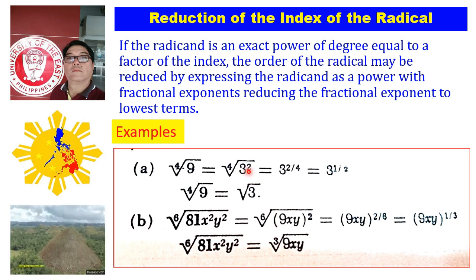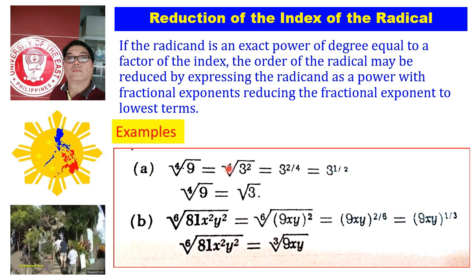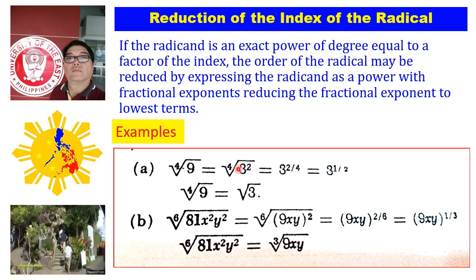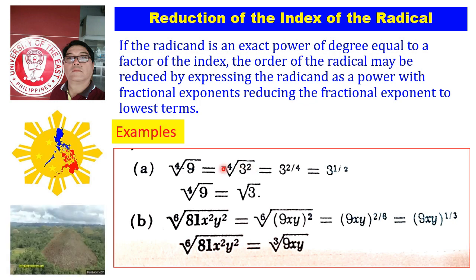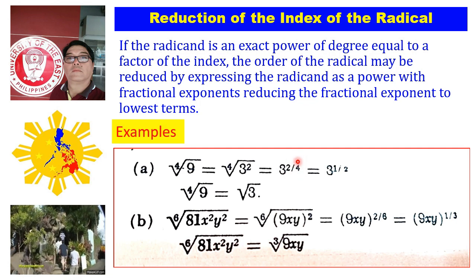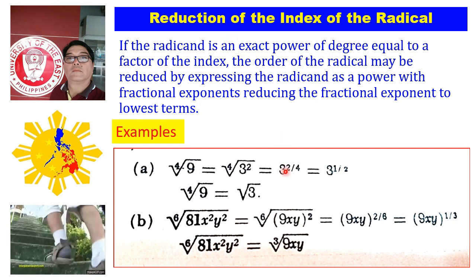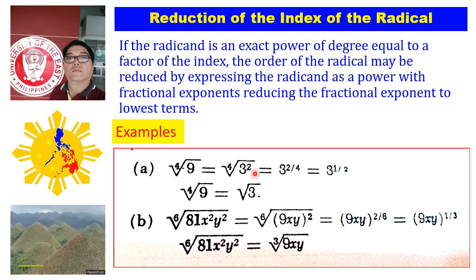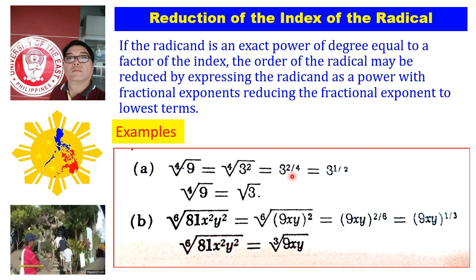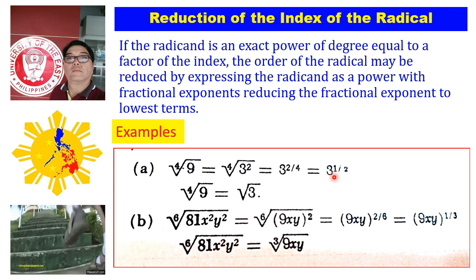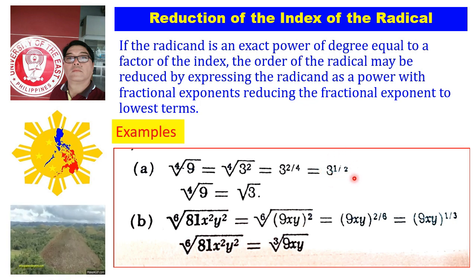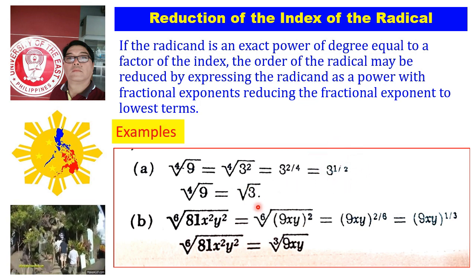Kung kaya, ang 3 squared o ang 2 ay factor ng index. Kasi ang index ay 4. 2 times 2 will be 4. Therefore, 2 is a factor of the index. We can rewrite this as a power with fractional exponent. Yan po ang sinasabi nitong panuntunan na nasa taas bilang paliwanag ni Sir. Therefore, we can rewrite this as 3 raised to 2 over 4 or 3 raised to 1/2. Kapag isinulat natin ulit ito sa radical sign or radical expression, this will be the square root of 3.